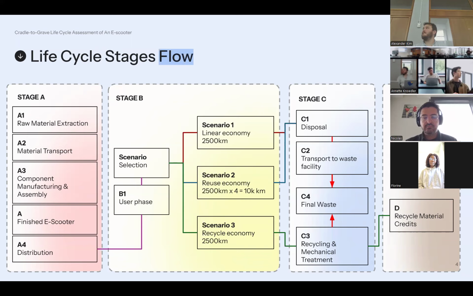And that's when we go to the next stage, stage C, which is the disposal. For each scenario, there's a different end process. So for scenarios 1 and 2, it will go to the final waste. And for scenario 3, we have an additional recycling material for the credits, for the carbon footprint. Next, please.